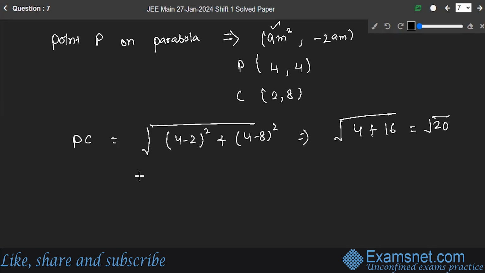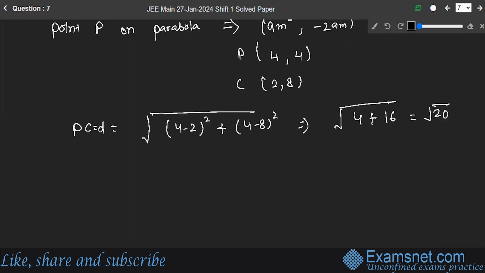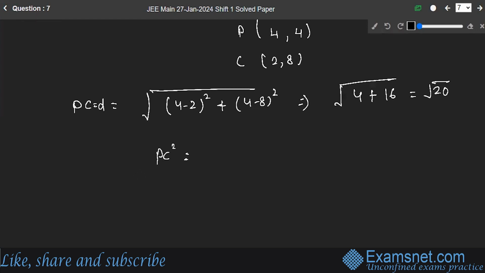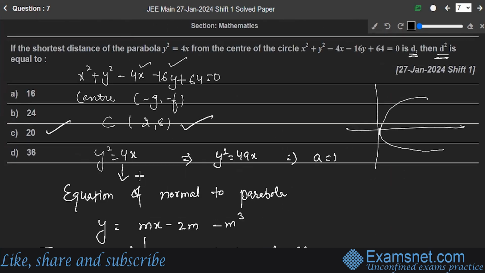This was equal to D. You are told in the question that this PC is equal to D. You have to find out D square. That means you have to find out PC square, that is equal to 20 unit square. This is the answer to the question. Okay. Option C stands to be the correct answer. Okay. Hope you are clear with this.